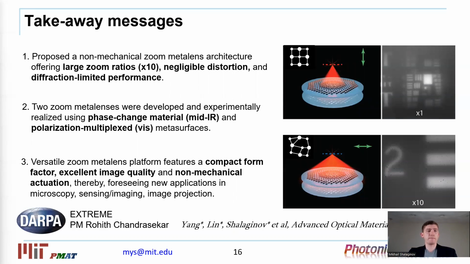There are three takeaway messages which I would like to bring to you. The first one is that we have proposed a non-mechanical zoom metalens architecture, which offers a large zoom ratio. Here it has been demonstrated 10x, with negligible distortion and diffraction limited performance. The two zoom metalenses were developed and experimentally realized using a phase change material platform for the mid-infrared wavelength and a polarization-multiplexed platform for the visible range. So this versatile zoom metalens platform features a compact form factor, excellent image quality, and non-mechanical actuation.